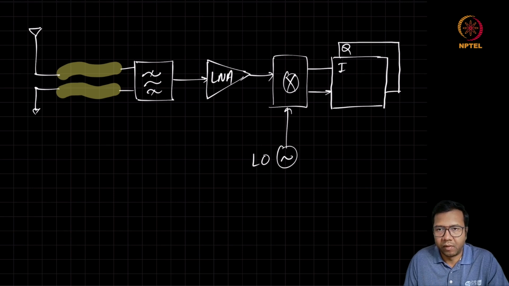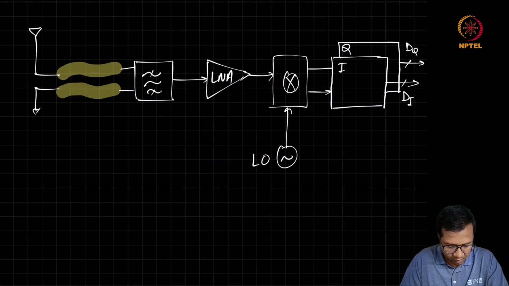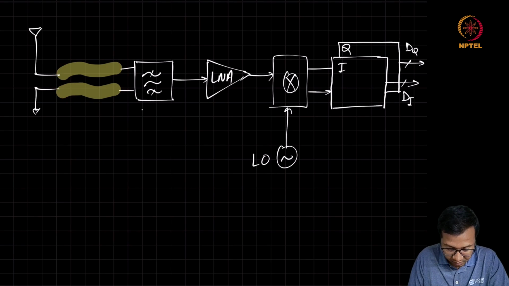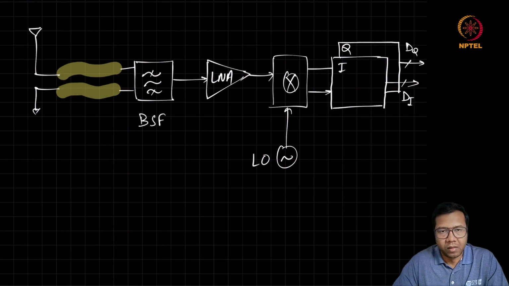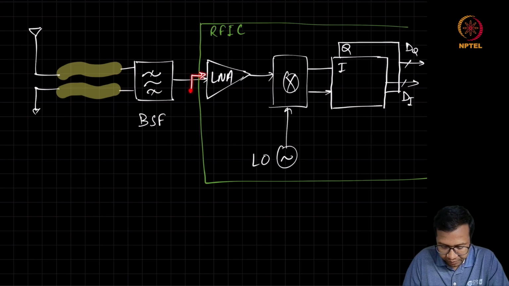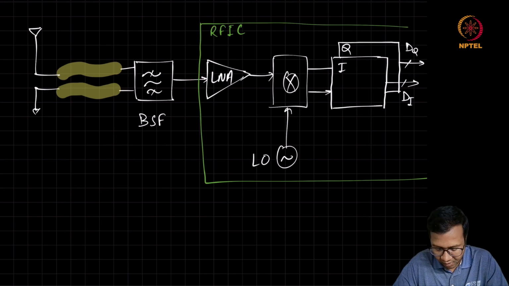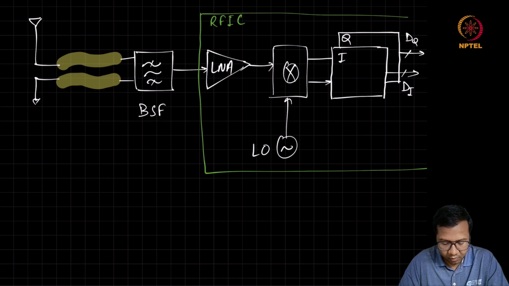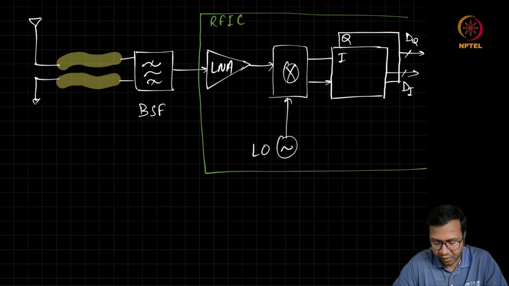And on these blocks, we already know there will be a channel select filter followed by a variable gain amplifier and an ADC. So now we have got some idea about this interface. This first stage band select filter is generally not on the RFIC. When the signal enters the RFIC, the first stage it is going to see is an LNA. So now we are going to see how to design an LNA and what kind of specifications and trade-offs are present in such a design.